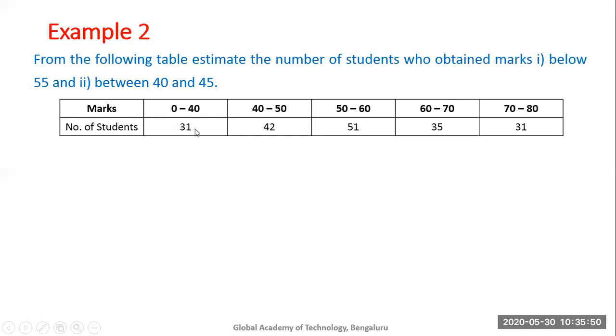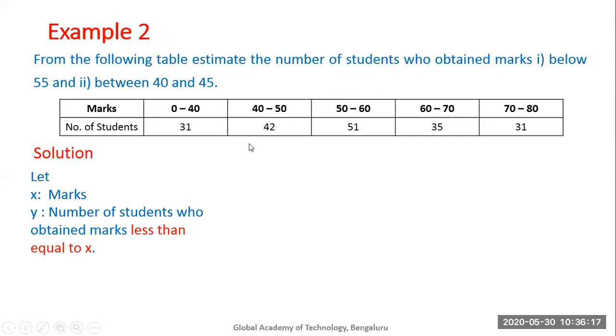So there are 31 students between 0 to 40, 42 students between 40 and 50, 51 students between 50 and 60, 35 between 60 and 70, and 31 between 70 and 80. We want the number of students who obtained below 55, and between 40 and 45.